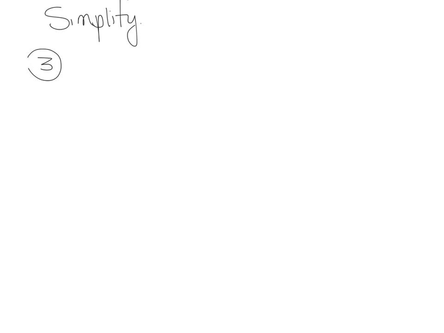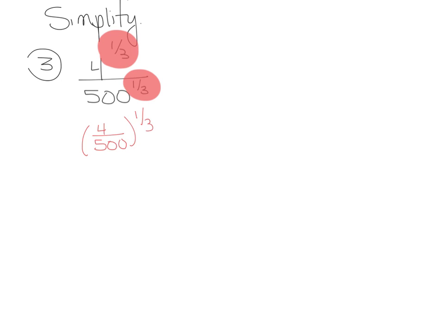Okay, number 3. 4 to the 1/3 over 500 to the 1/3. If I was in class, I'd be asking a bunch of questions like, hey, 4 cannot be broken down into anything to the third, as well as 500. And I'd be giving you time to hopefully look for something, and you can feel free to pause, but what we notice here is that these are both being raised to the 1/3 power. Therefore, I could just rewrite it as 4 over 500 to the 1/3.